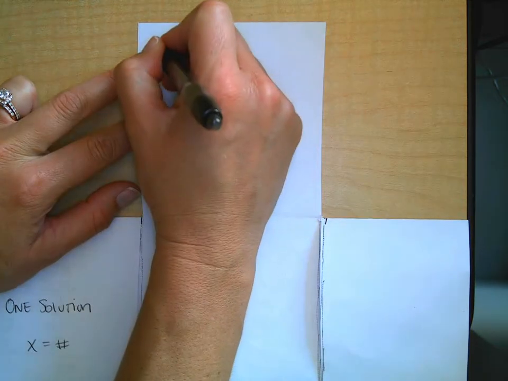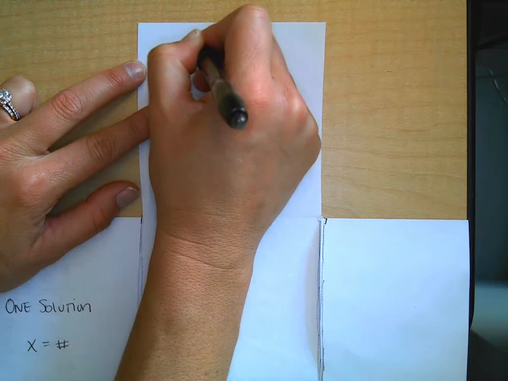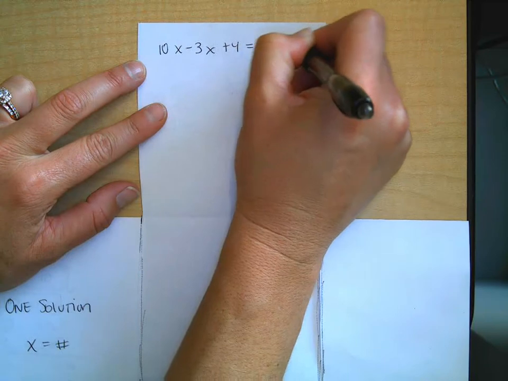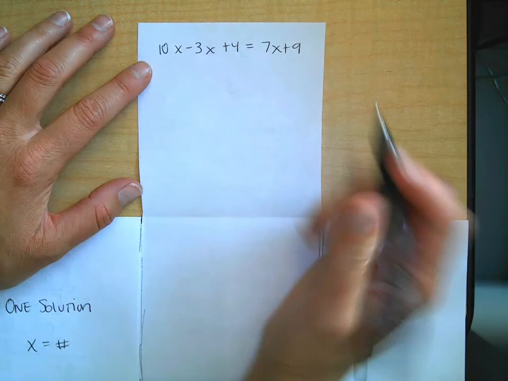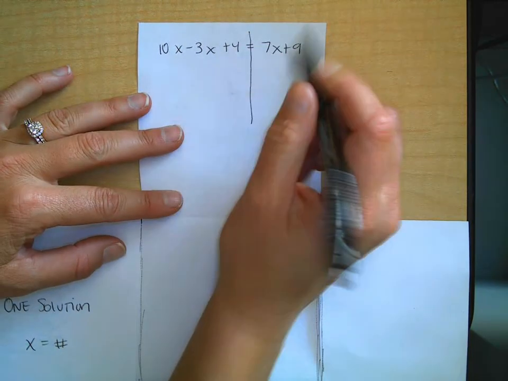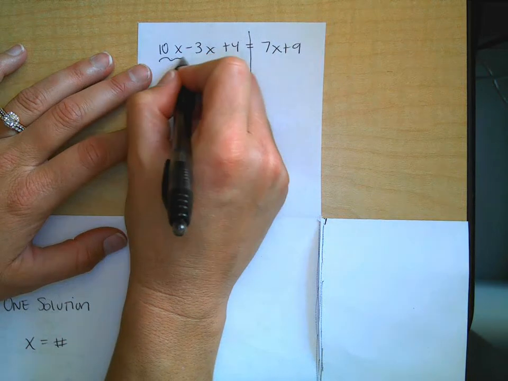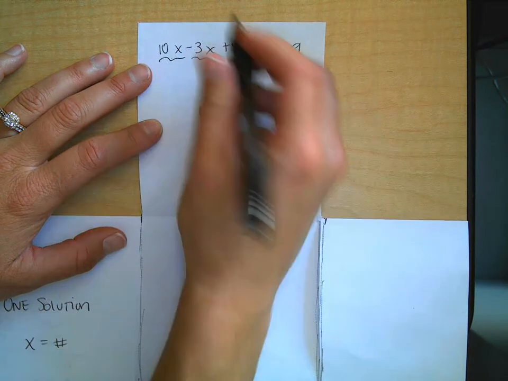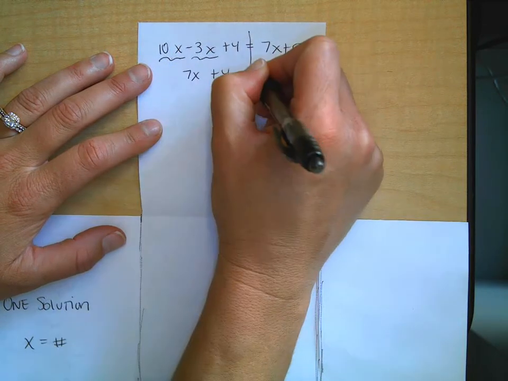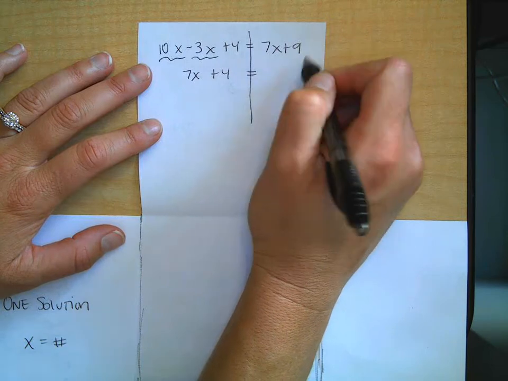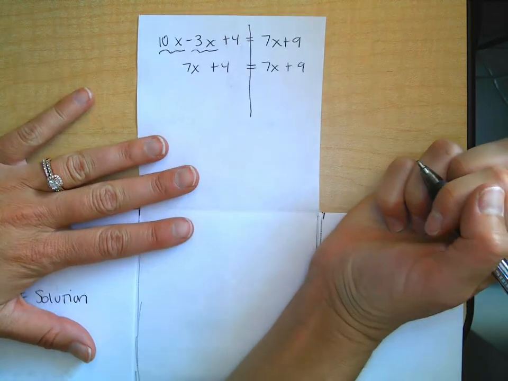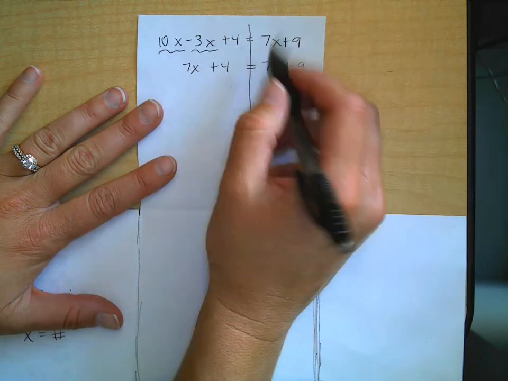My first example I'm going to go over is 10x minus 3x plus 4 equals 7x plus 9. So these are our variables on both sides. Our first step on this left side is to combine like terms, because I have a like term of 10x and another like term of negative 3x. So we have 10 minus 3, which is 7x. That 4 does not get to combine with anything else. And on the right side, we have no like terms I'm allowed to combine because this has an x and this does not.